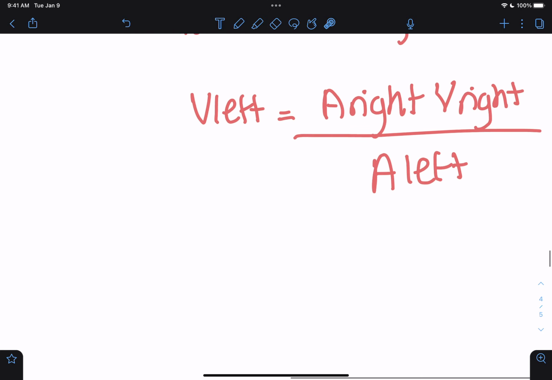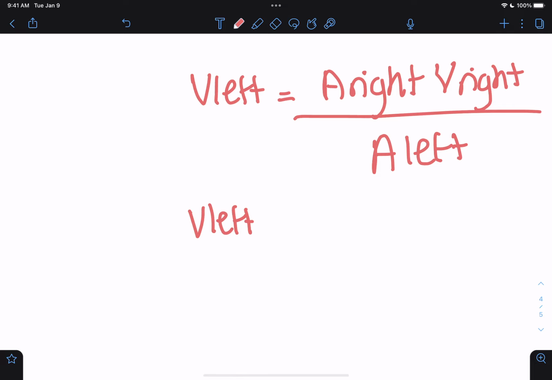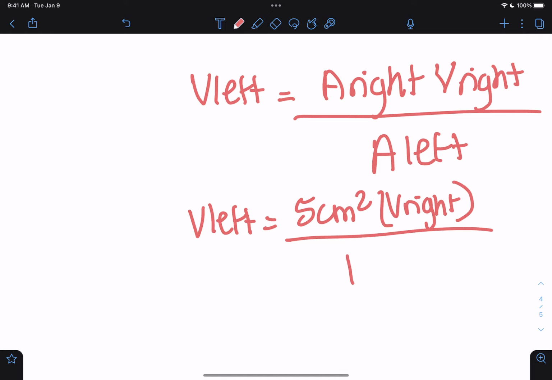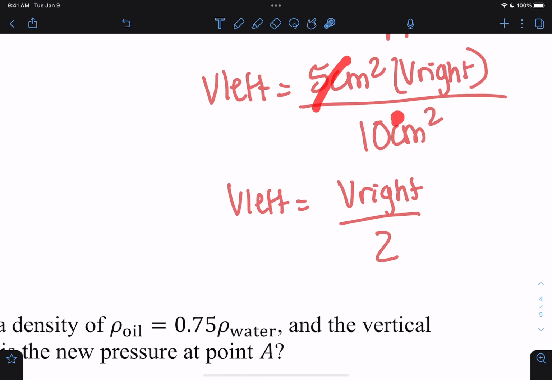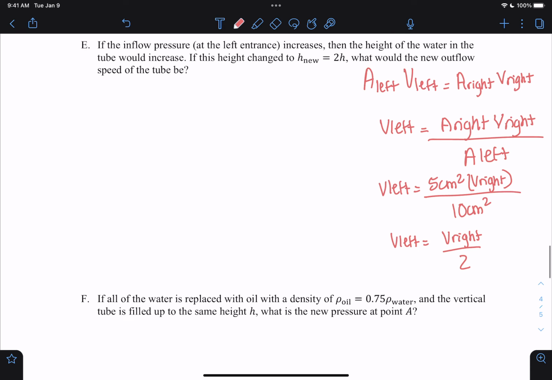And so I know that the area of the right was equal to 5 centimeters squared. And the velocity of the right is what we're trying to figure out here. And the area of the left was 10 centimeters squared. Those areas didn't change. So you can see here that V left is equal to half of V right, because 5 divided by 10 there is 1/2. So the velocity of the left-hand side should be equal to half of the velocity on the right-hand side, based on the areas and based on the continuity equation.